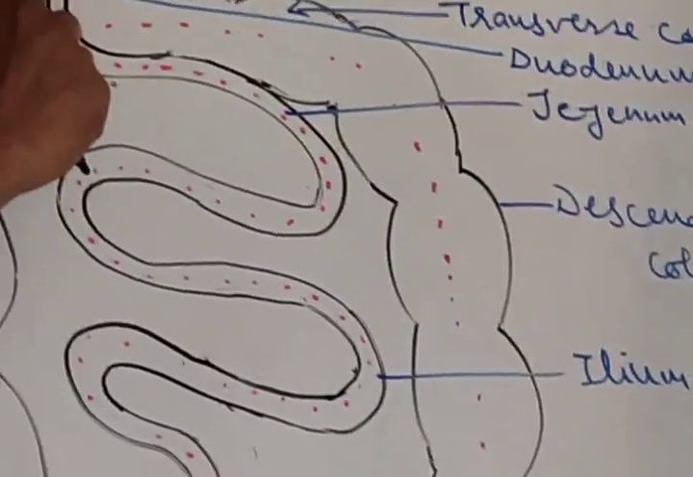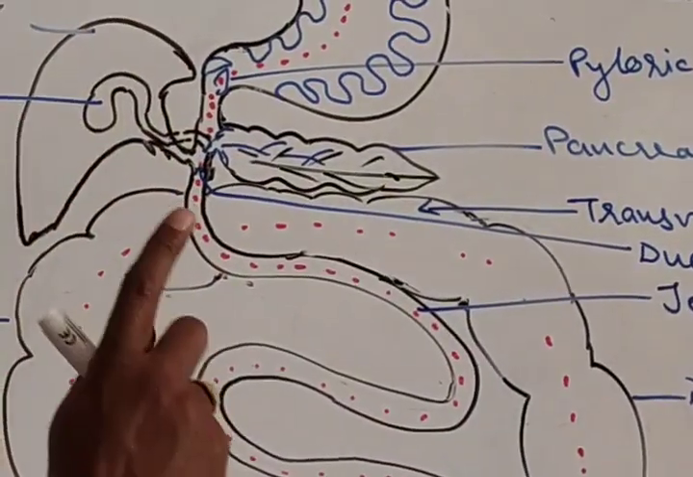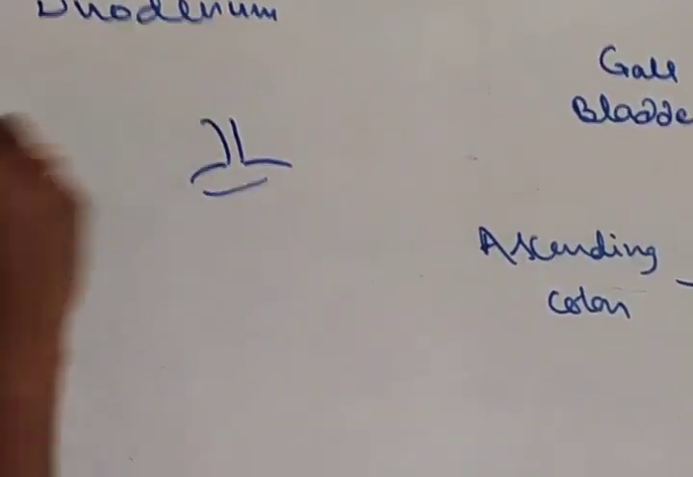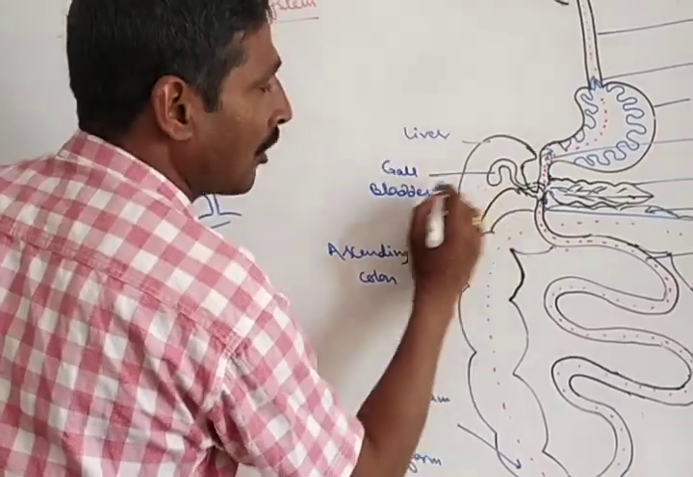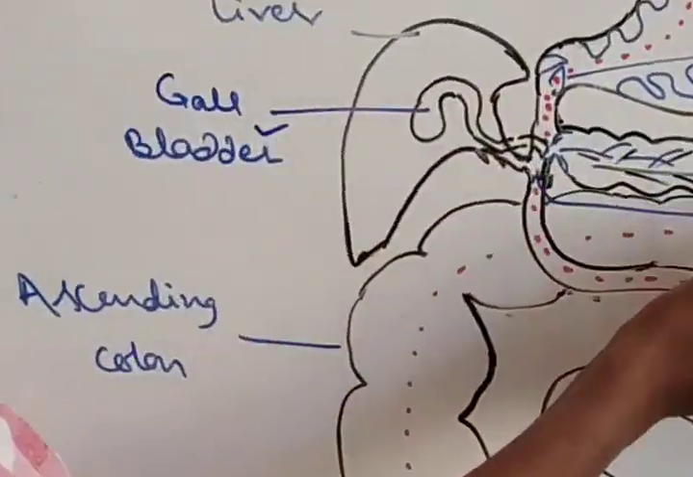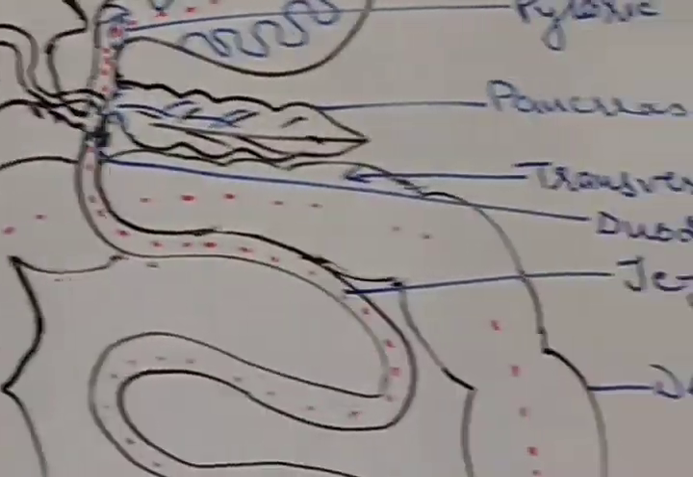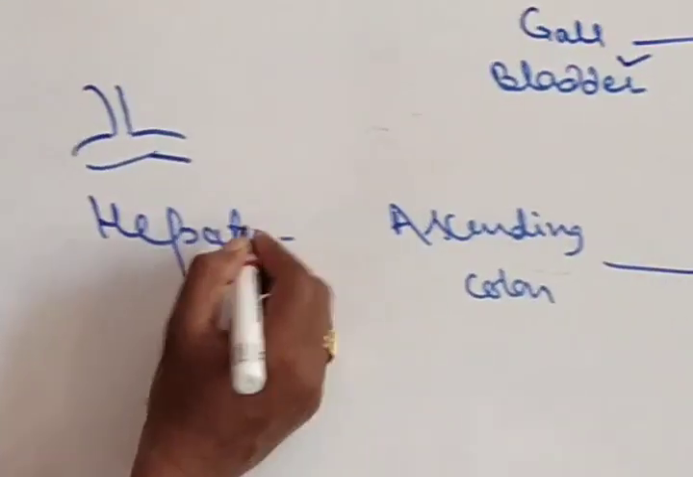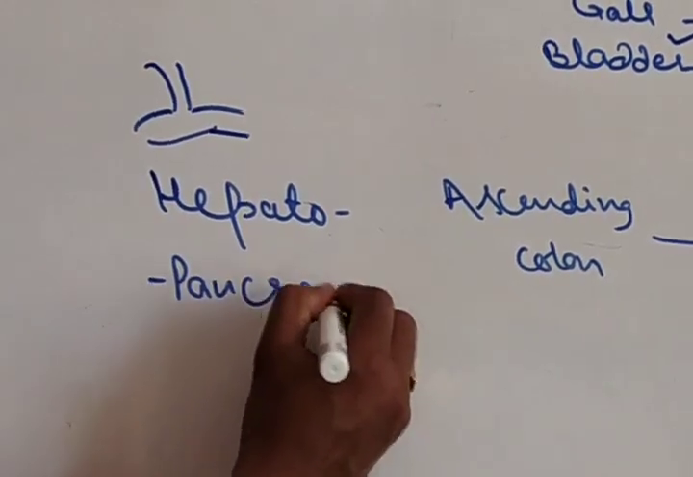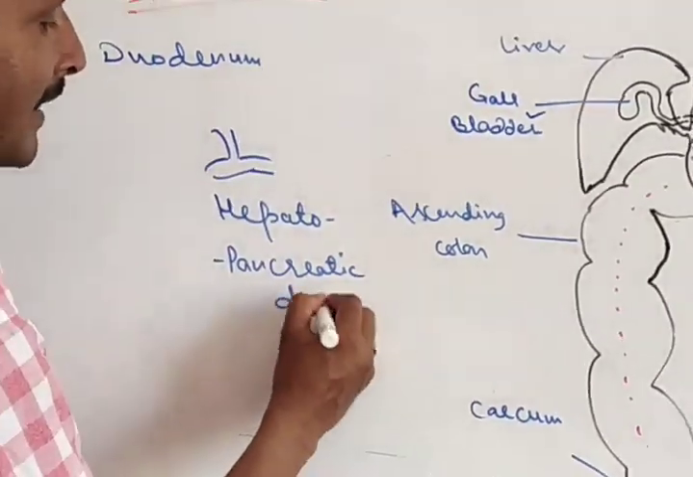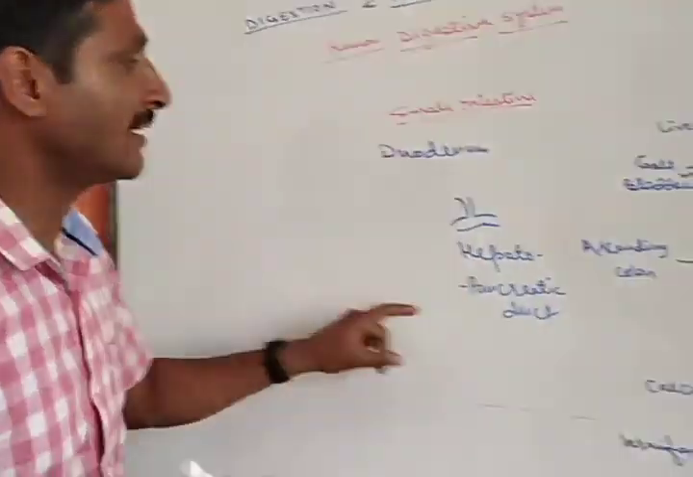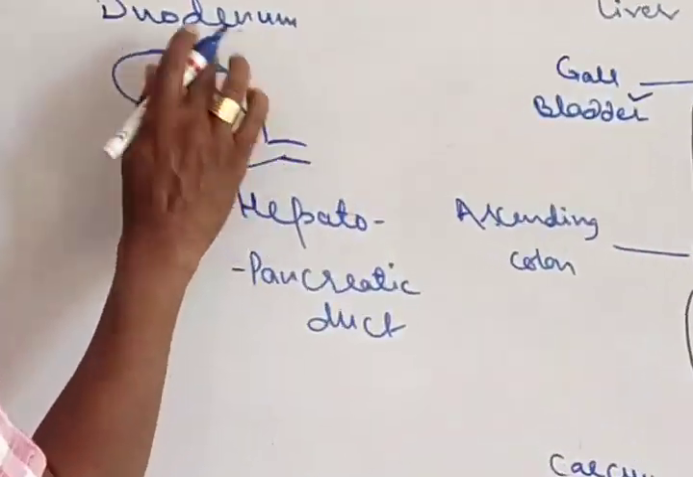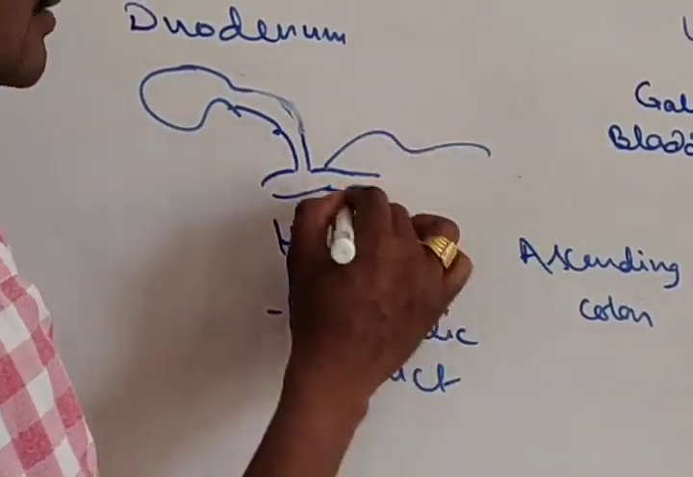At the opening of small intestine, two ducts join together and form a single duct. One of them comes from gallbladder, while another comes from pancreas, and they join together to form hepatopancreatic duct. This part is coming from gallbladder, while this part is from pancreas.